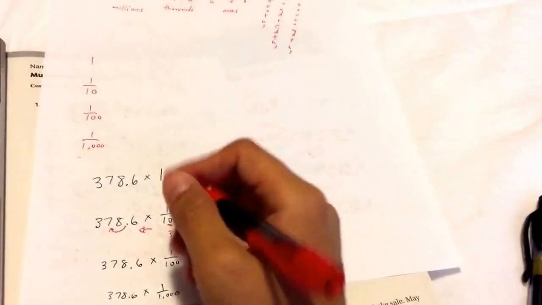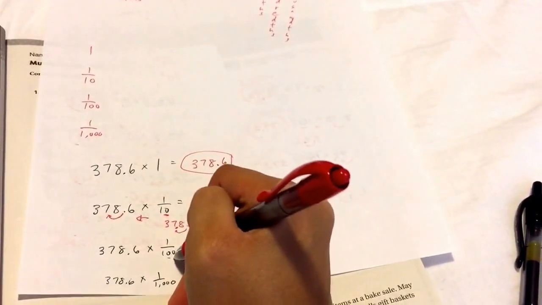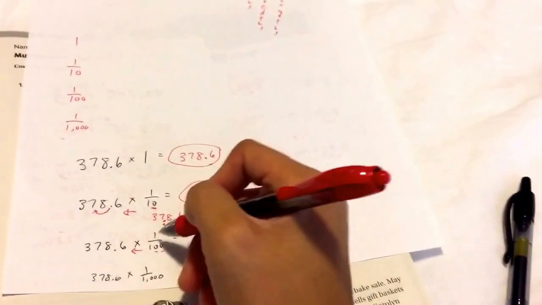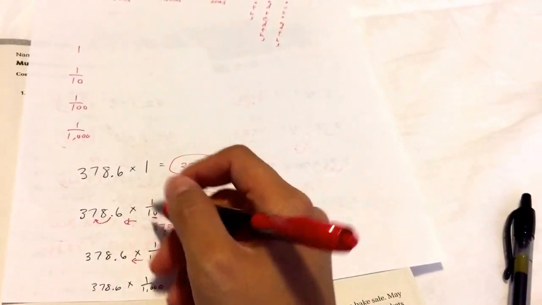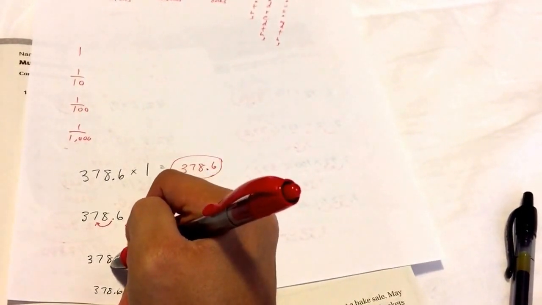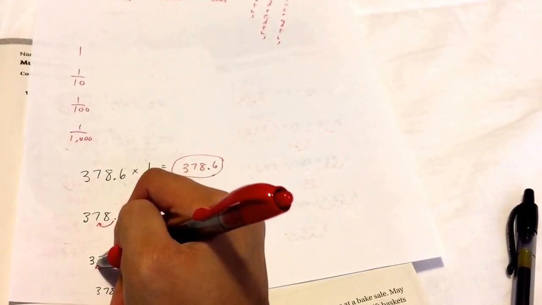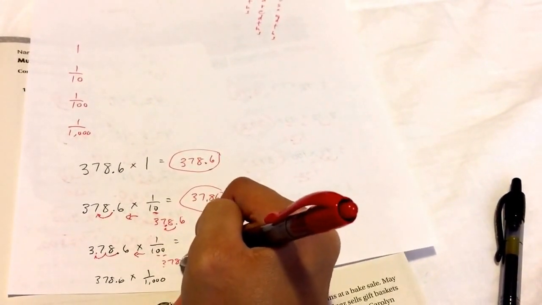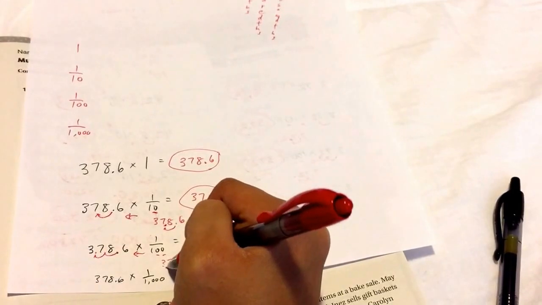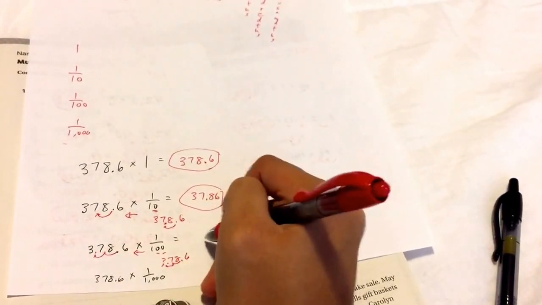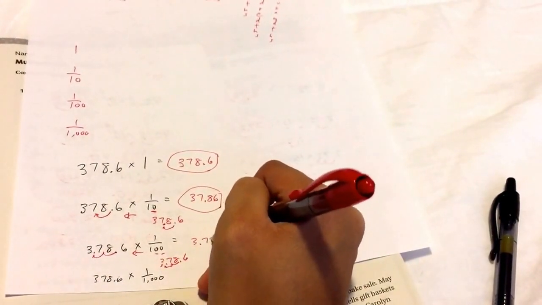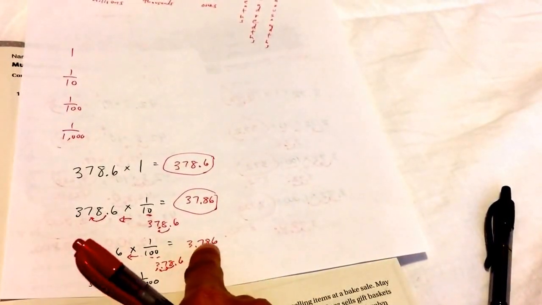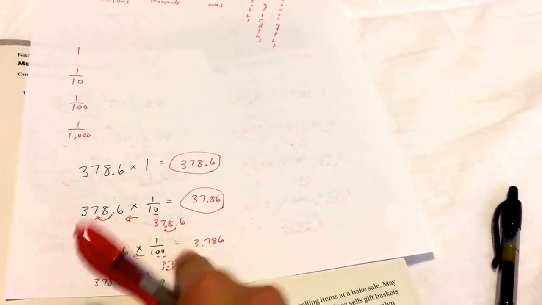This time we're going to move it 2 times because there's 2 zeros. And again, we're going to move it to the left this time instead of to the right because it's less than 1. So it's a fraction, it's a part of the answer. So we're going to take and go 1, 2. Or in other words, we're going to rewrite it. And we're going to go 1, 2. So you can see it's between the 3 and the 7. 3.786 means this is the ones, 3 and 786 thousandths.